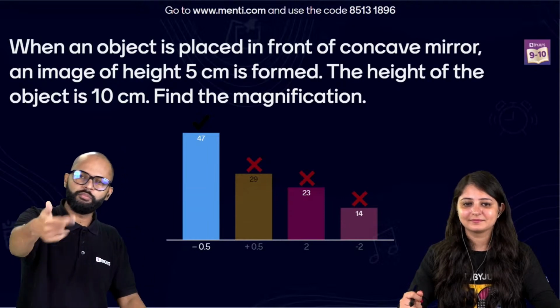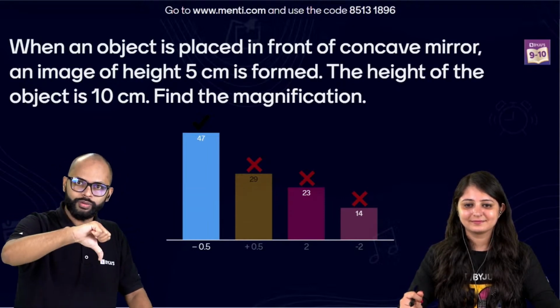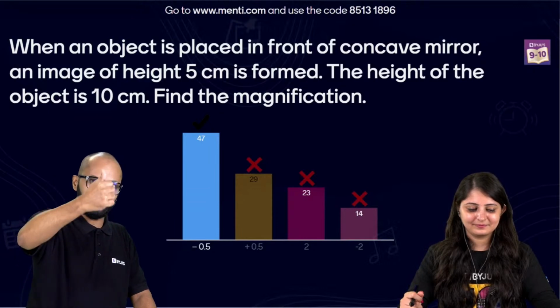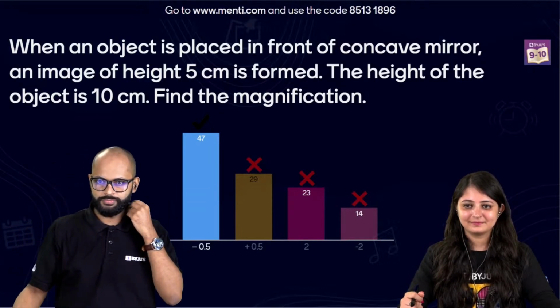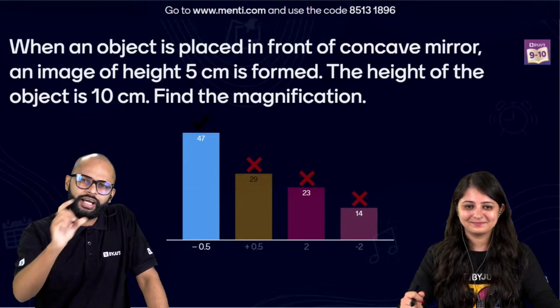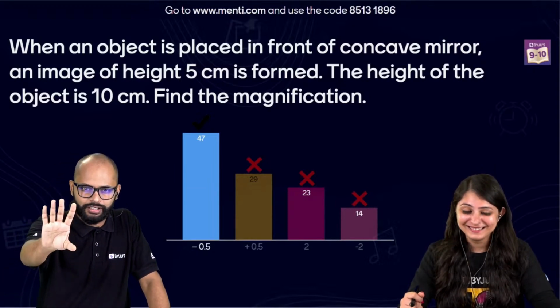If it is inverted, means height of image is below, negative. Height of object is up, positive. So negative upon positive becomes negative. That is why minus 0.5. Magnification क्या होता है? Height of image upon height of object. That's it with sign convention, है ना?